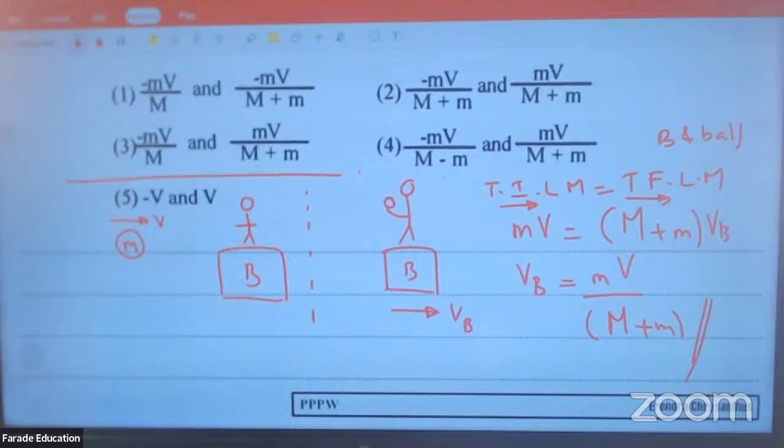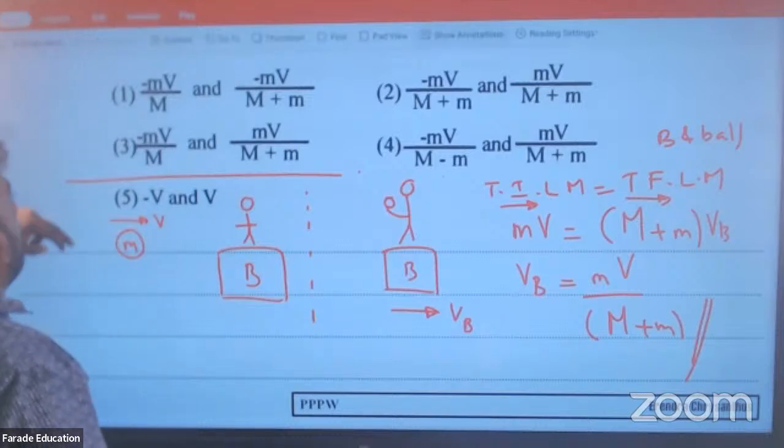Velocity of A and velocity of B are found separately. Okay?